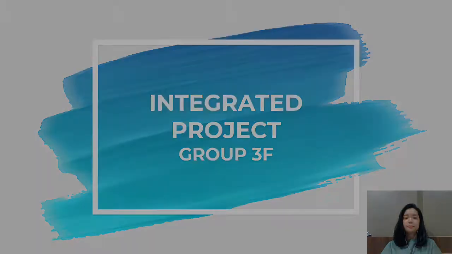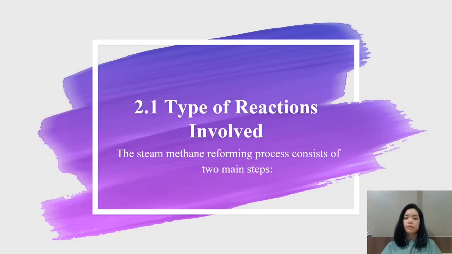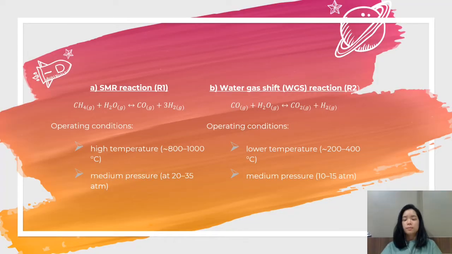So first of all, we have the types of reaction involved. Basically, the steam methane reforming process consists of two main steps. They are the SMR reaction, denoted by R1, and the water gas shift reaction, denoted by R2. The SMR reaction is from methane with excess H2O producing CO plus 3H2.